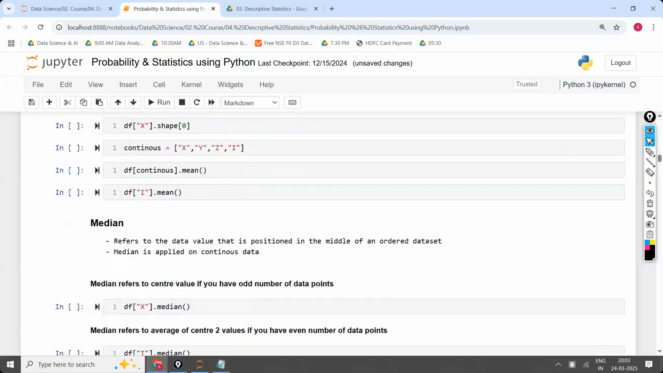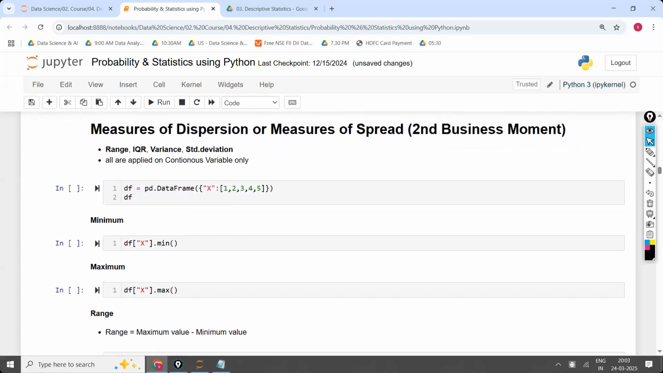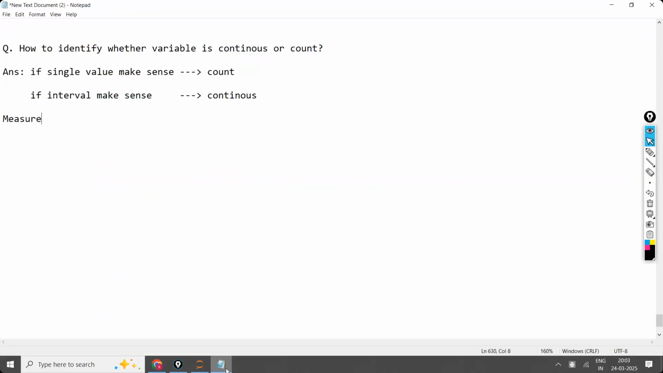Right? Now coming to the next one, called measures of dispersion. So what are the various measures we are having? What is the first measure we are having? Measures of central tendency. In the measures of central tendency, we are having the mean, median, and mode. Now comes the measures of dispersion.